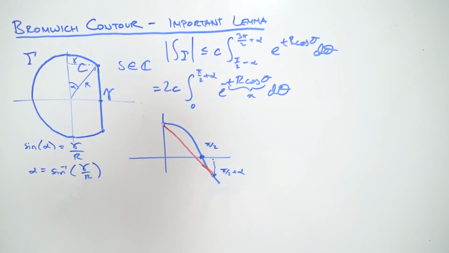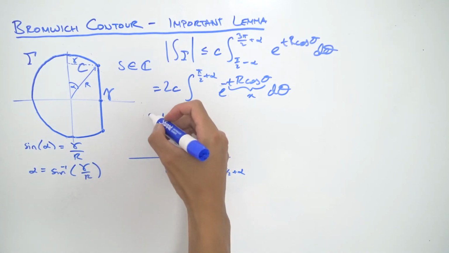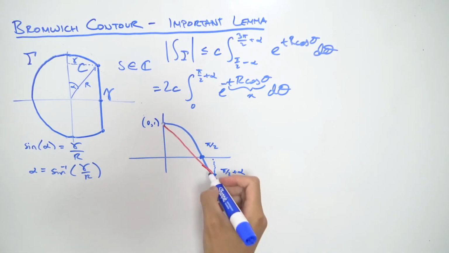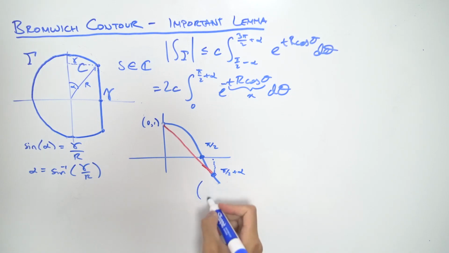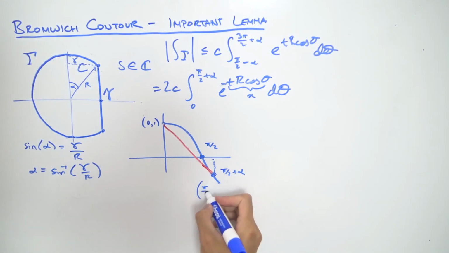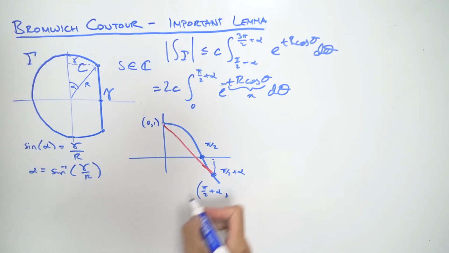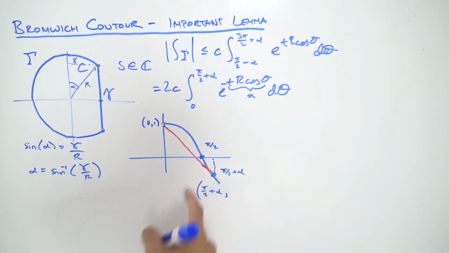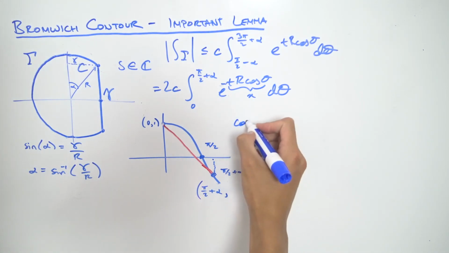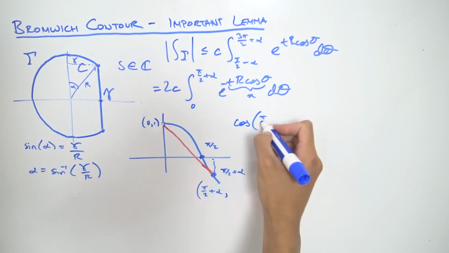Alright, very nice. So now we just have to find out what this line is equal to. Well, we already know what this point is. It's (0, 1). That's quite easy. And how about this point down here? Well, we know the x-coordinate, or the theta coordinate, is pi over 2 plus alpha, comma, the y-coordinate. But what is the y-coordinate? Well, that's pretty easy. Let's just sub pi over 2 plus alpha into the cosine function.